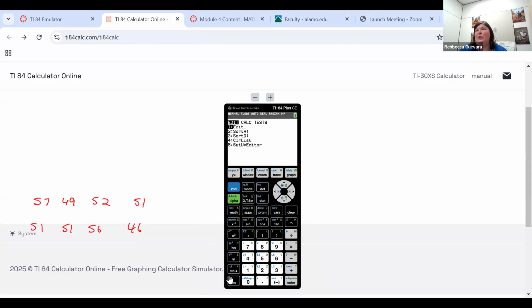Up there a little bit. So you either just press number 1, or you press enter over that number 1 where it says edit. You want to go to edit. It's going to bring up this list. So what you're going to do is type in each one of your data points and hit enter. Just keep doing that until you get it all in there.